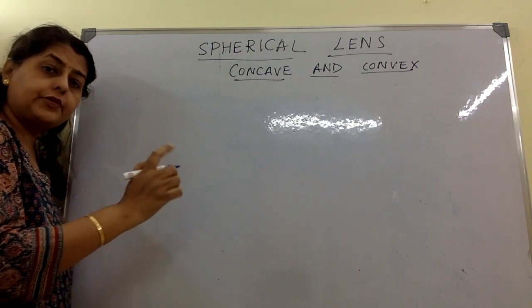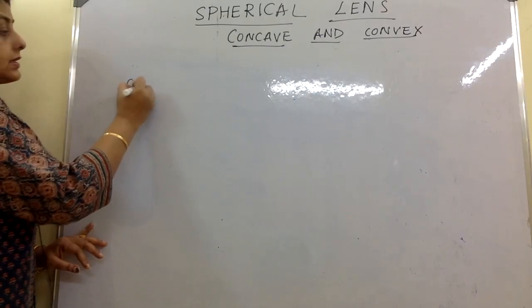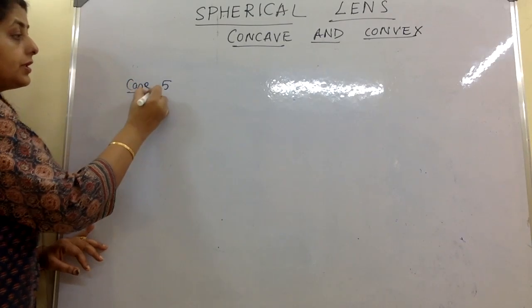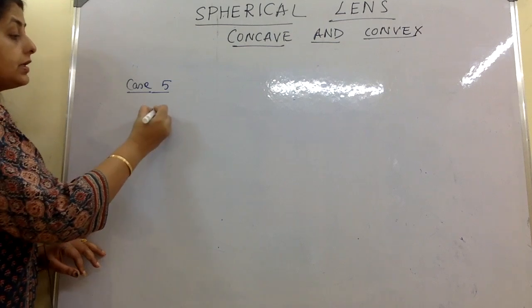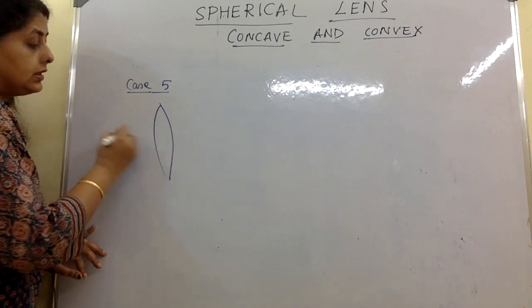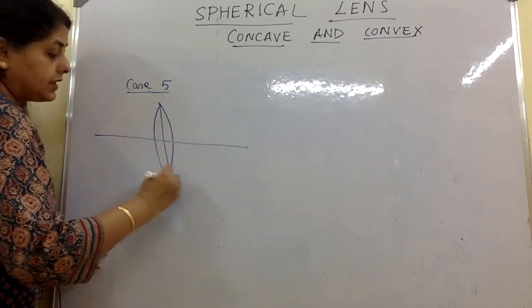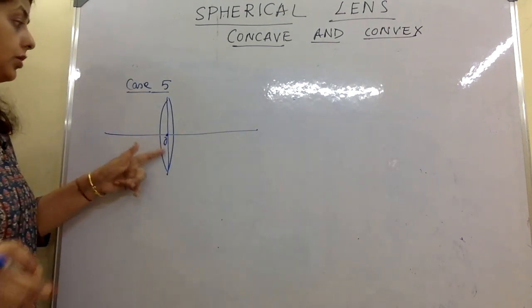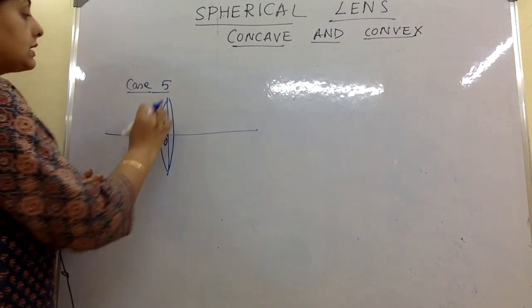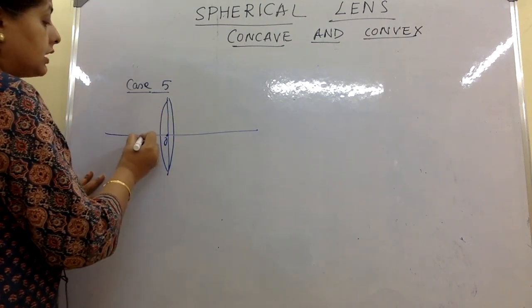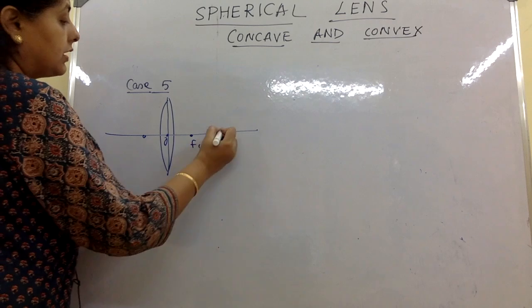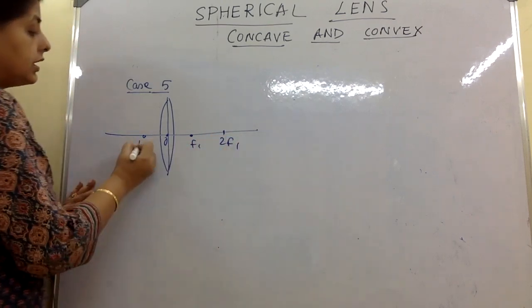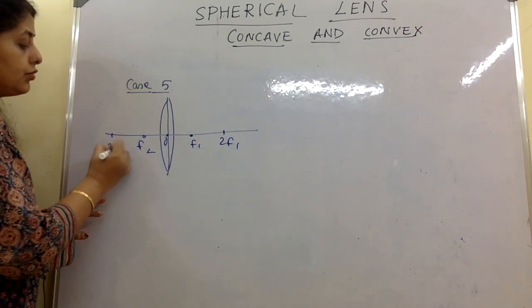Now let's take the fifth case. Case 5. What is the fifth case? Here we have the lens, and we have the optical center here. Now the rays are coming. Now here I have F1, 2F1, F2 and 2F2.